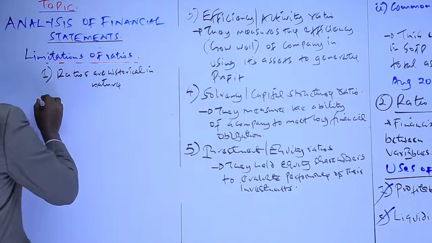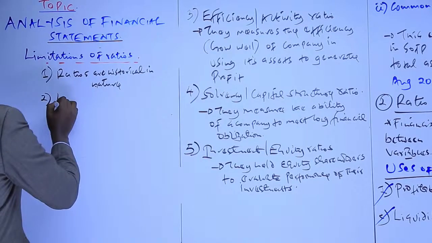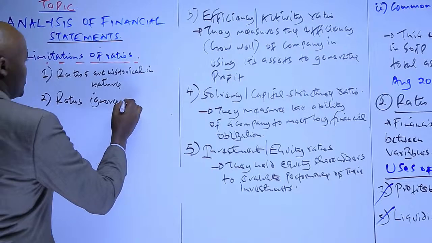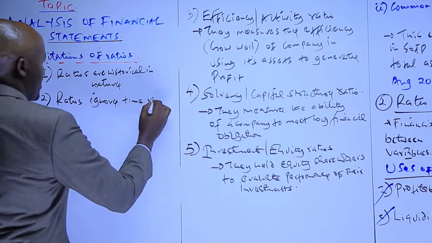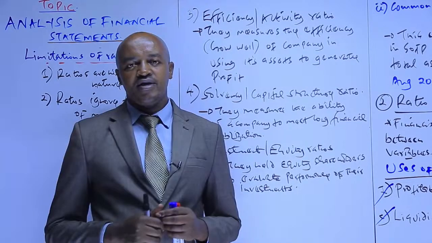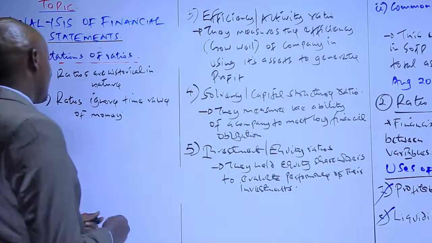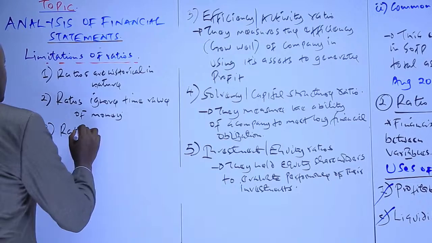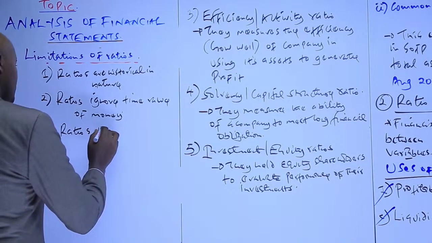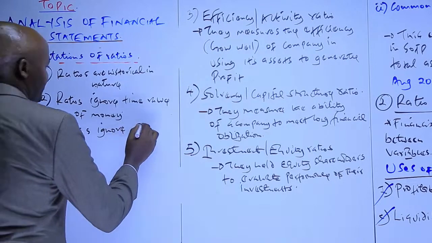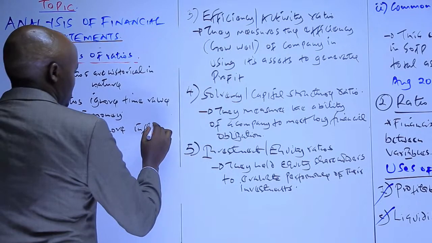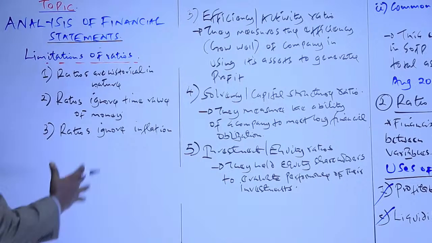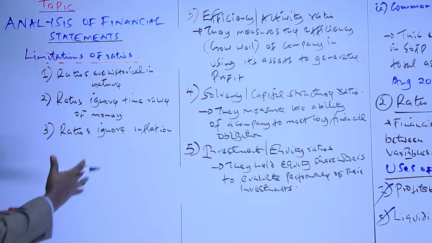Number two, we say ratios ignore the time value of money. The ratios here totally ignore the time value of money. On the other hand, we say ratios also ignore inflation. Ratios do not have any consideration as far as the changes in the prices of goods and services are concerned.